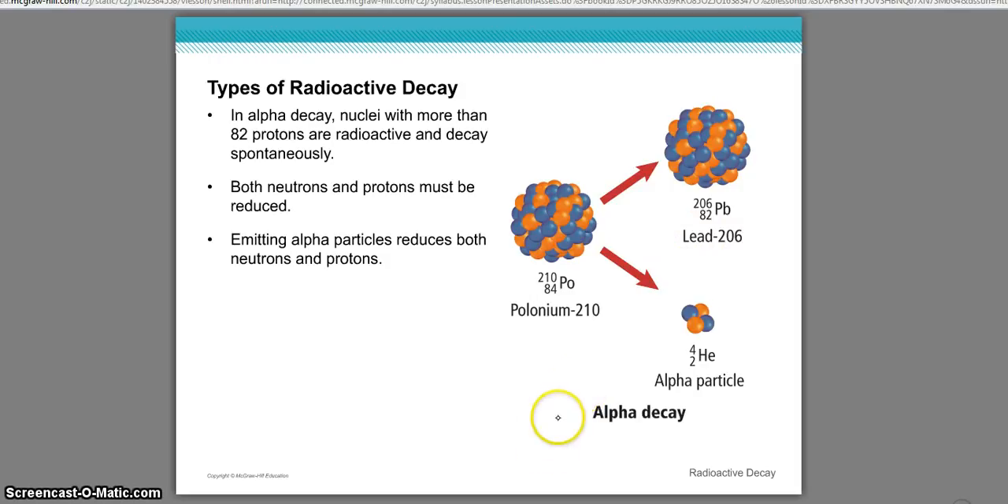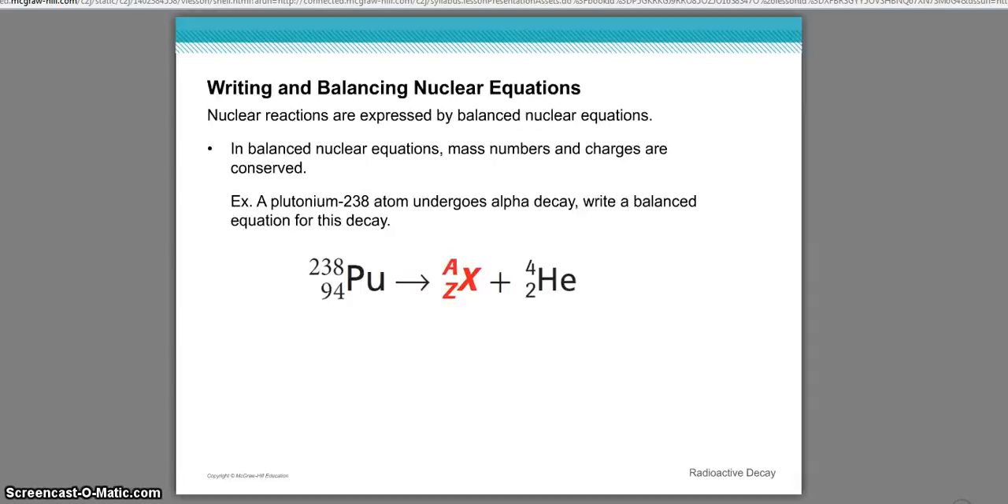Okay, now we want to look at how we can write all of this out as a nuclear equation and figure out what's left over when something goes through alpha or beta decay. So here's our example. It says, a plutonium-238 atom undergoes alpha decay, write a balanced equation for this decay. So you can see here we have plutonium-238, okay, it's number 94, that's what makes it plutonium, and we're going to try and figure out what is left over when it loses an alpha particle.